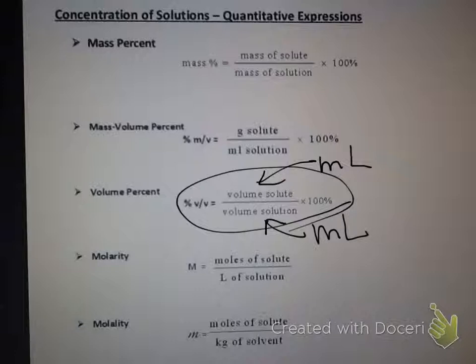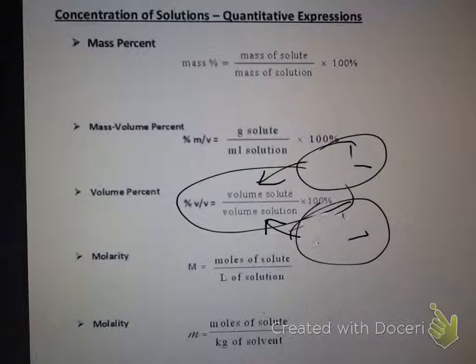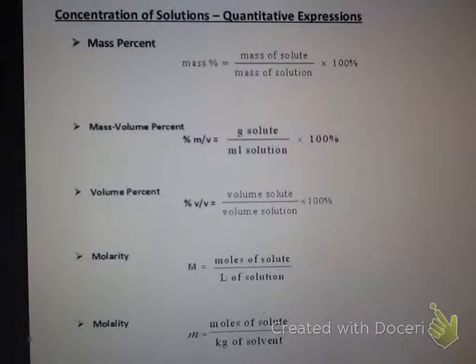You always need to make sure that your volumes are in the same unit. They don't have to be milliliters. They could be liters over liters, centiliters over centiliters, but just make sure they match so that they can cancel out, because you're going to end up getting just a percent in the end. If they don't have the same units, like one's in liters and one's in milliliters, you're going to have to convert them to the same. You should be pretty good at that by now.